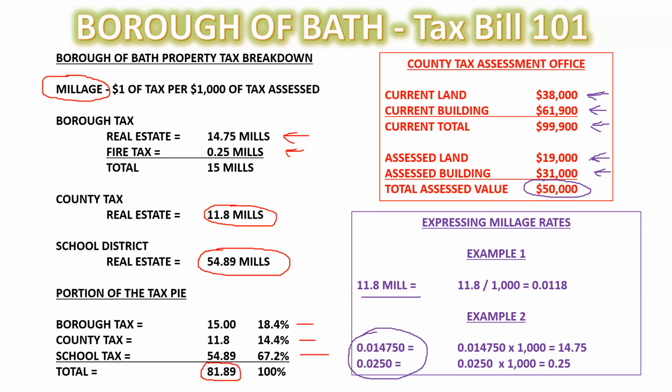0.0250 times 1,000, and you come up with, of course, 0.25. And so we'll go over the examples of some tax bills you might see, maybe do a little bit of math just to kind of show you how it works. I have a Keystone Collects bill in the next slide, and the following slide from there is a county tax bill.